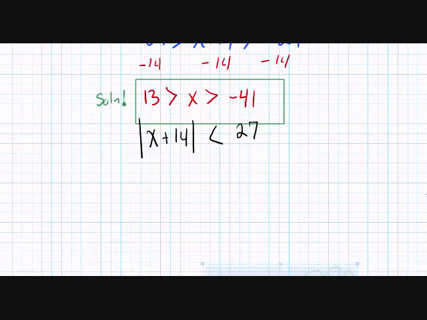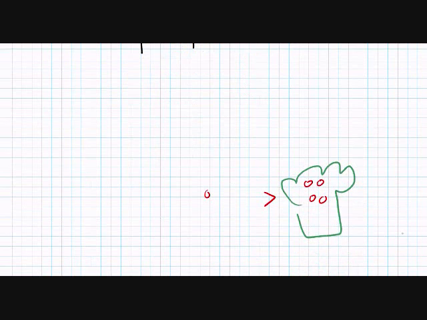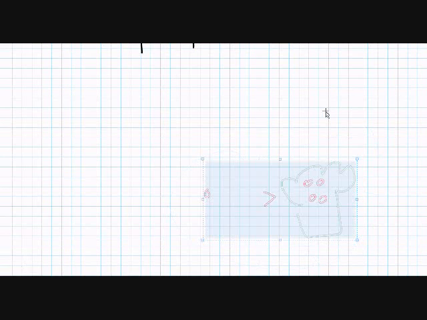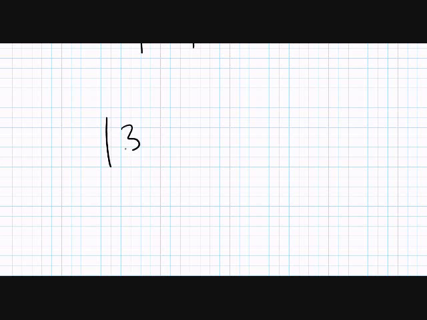Let's ask ourselves, what are we going to do if we get an inequality that looks something like this? Absolute value, 3x plus 4, for example, is greater than or equal to 71.